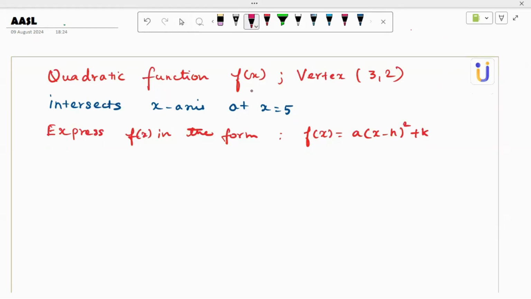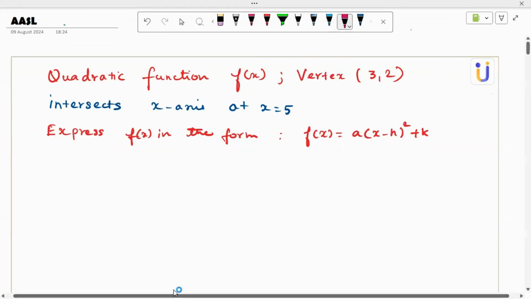So a quadratic function f of x is given, with its vertex and some more information like the x-intercept. It intersects the x-axis at x equals 5. These are the two things. We have to find f of x particularly in the vertex form, right? So let's start.